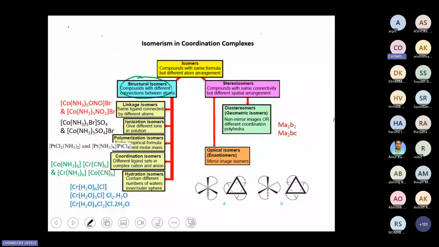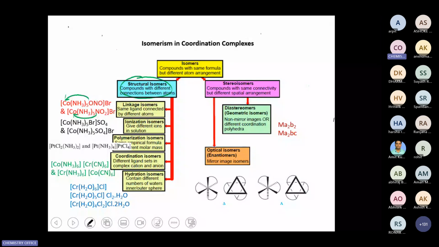This is the nitro form. Here the ligand NO2 is connected to the metal through nitrogen, through this atom. But if you see the molecule just above this one, here the ligand is connected to the metal through oxygen.